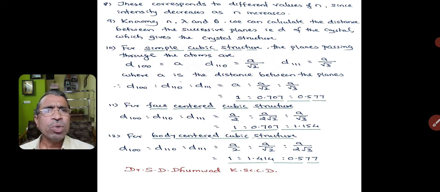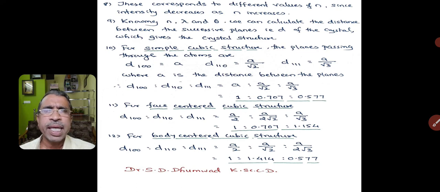is to 0.707 is to 0.577. This is very important and students must remember this. For any crystal having cubic structure, the ratio of the Miller indices for the three axes, D100 is to D110 is to D111, the values are 1 is to 0.707 is to 0.577.